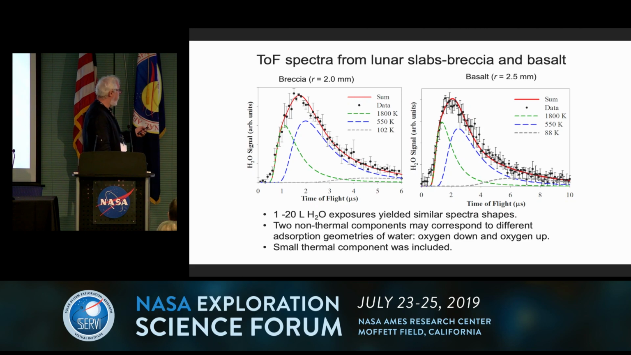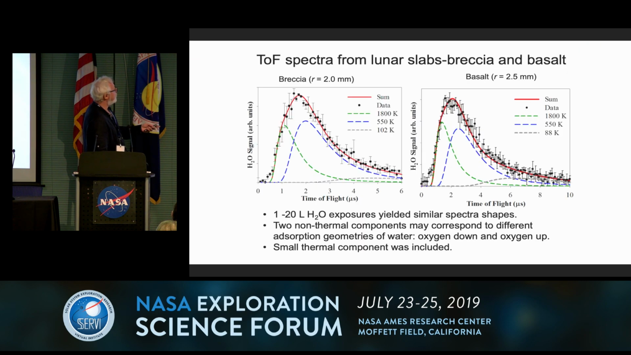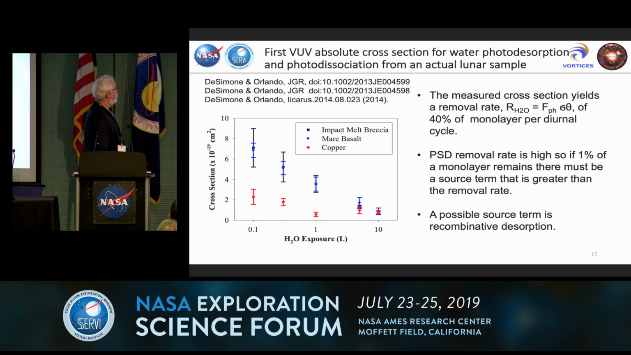And we've done that. Now, it turns out that these were not exactly the same samples that we did the TPD measurements on. These are slabs. We did a breccia and a basalt sample, and they're normalized to one another. Again, the amount coming off is not the same. The velocities aren't that high. You can get up to a couple thousand Kelvin for a small part of the distribution. They're on average about 550. You integrate these and you get your cross-section.